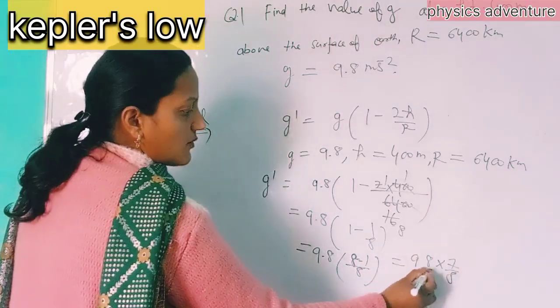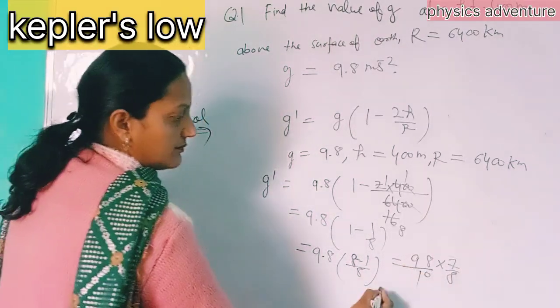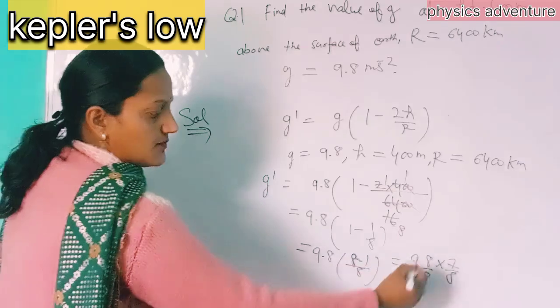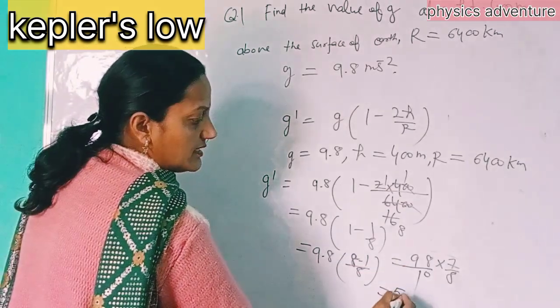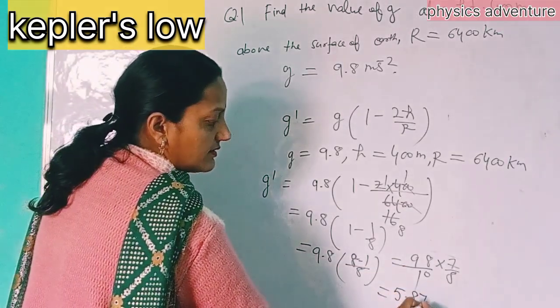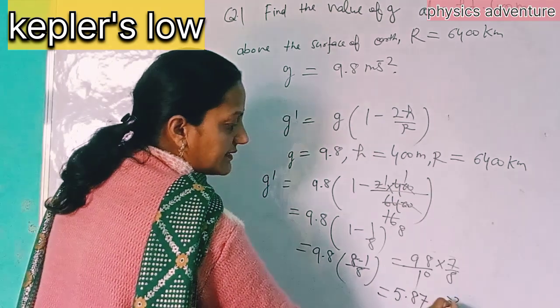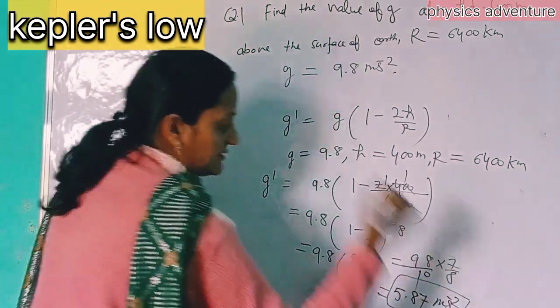Now removing the decimal point over 10 and calculating these values, we will find 5.87 meter per second square. This is the main result.